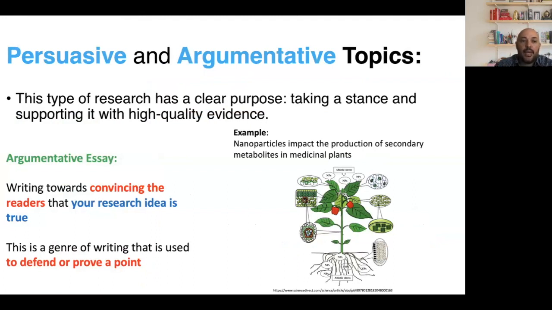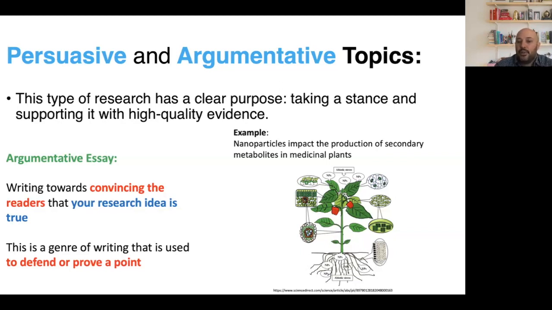With an argumentative essay, you are writing toward convincing the reader that your research idea is true. It means you are dealing with some readers that may not have a background about your idea, and you want to convince them, or it's a totally novel project. This genre of writing is used to defend or prove your point. It's pretty novel and you believe in it, but not many people believe in it, or you are dealing with an audience that you really need to convince about the product that you are producing as research.